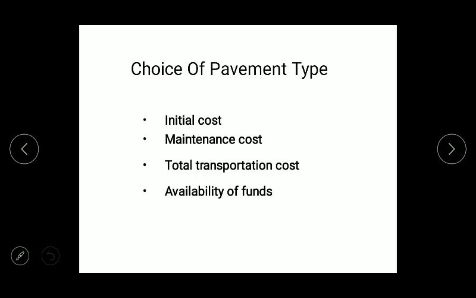For the total transportation cost, if you go for the flexible pavement, as I said, the initial cost will be high, so obviously the total transportation cost will also be high, whereas for rigid pavement the initial cost will be less, so the total transportation cost will also be less. And depending upon the availability of funds and the traffic volume, we choose the type of pavement to be provided in that area.